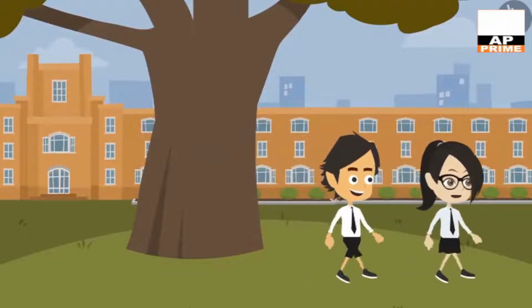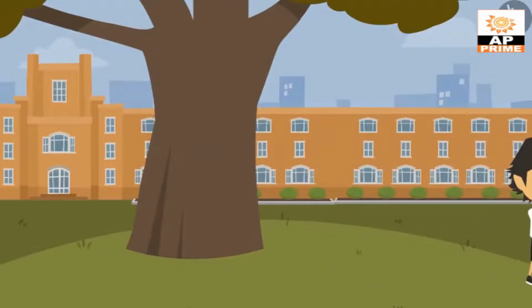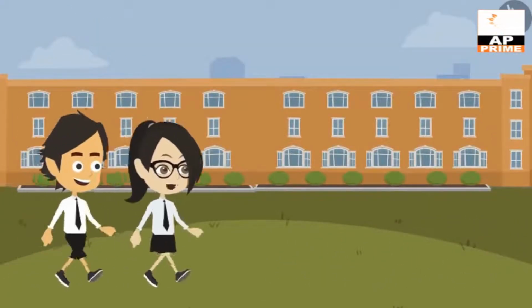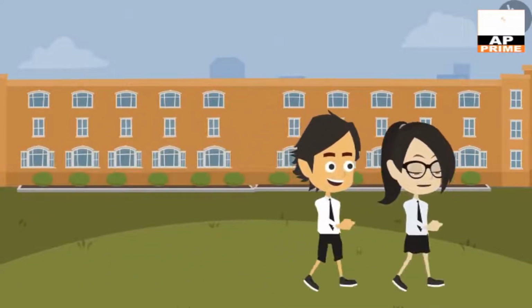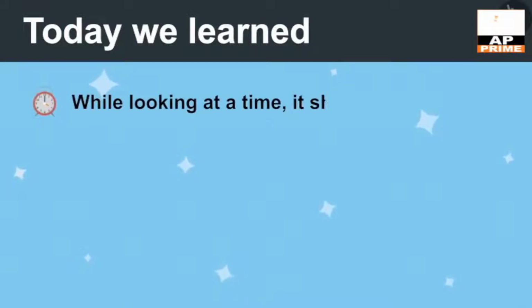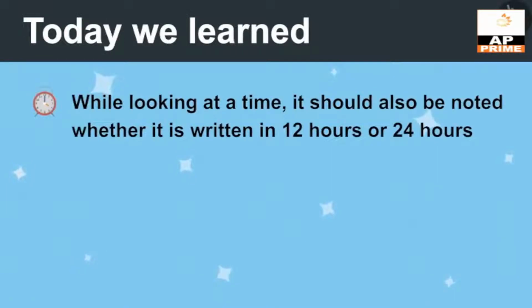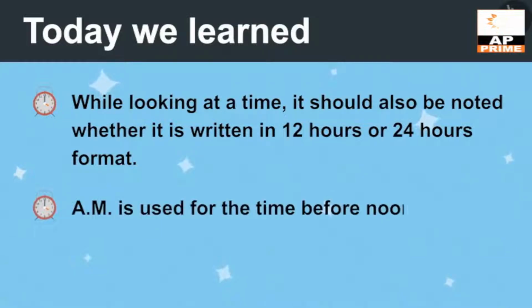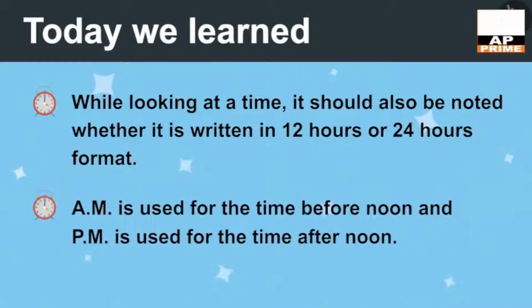But from this incident, it is understood that while looking at time, the format in which it is written should be kept in mind. Vandana said that perfectly. While looking at the time, it should also be noted whether it is written in 12 hours or 24 hours format. AM is used for the time before noon and PM is used for the time after noon.